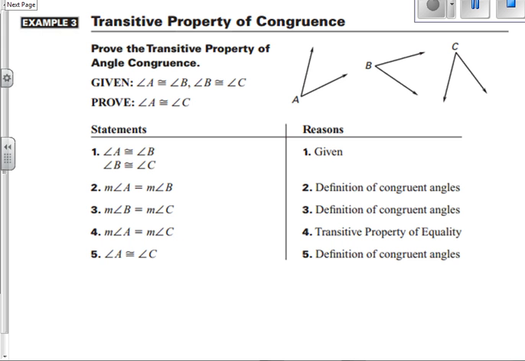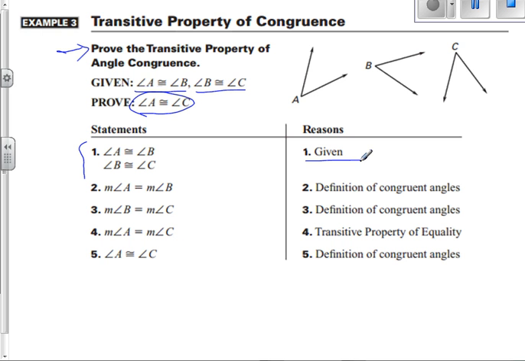Here's another proof. Now we're just looking at proving the transitive property of angle congruence. This is what we're given: angle A is congruent to angle B, and angle B is congruent to angle C. So they want you to prove that angle A is congruent to angle C. So this is actually proving one of your properties. So the first thing you start with is your given, right?